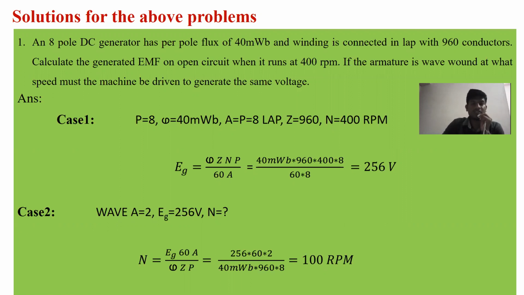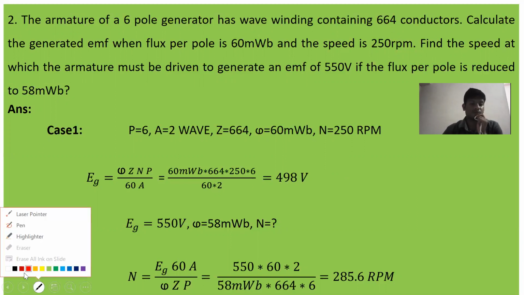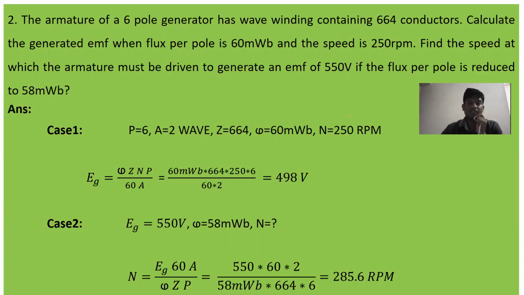Okay, going to see the next problem, problem number 2. The armature of a 6-pole generator. That means the number of poles is 6. The 6-pole generator has wave winding containing 664 conductors. Calculate the generated EMF when the flux per pole is 60 milliwebers and the speed is 250 rpm.